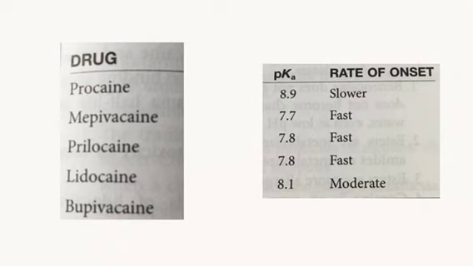Bupivacaine has moderate pKa and rate of onset, while mepivacaine, prilocaine, and lidocaine have minimum pKa and fast rate of onset. Procaine has the slower rate of onset but higher pKa.